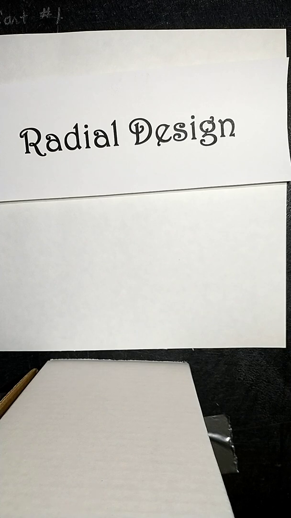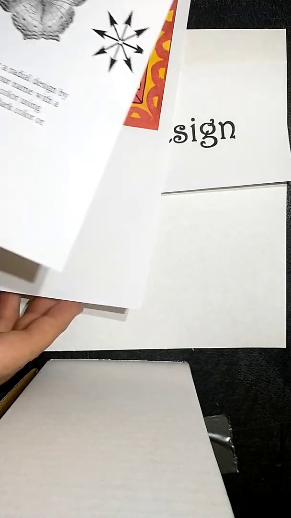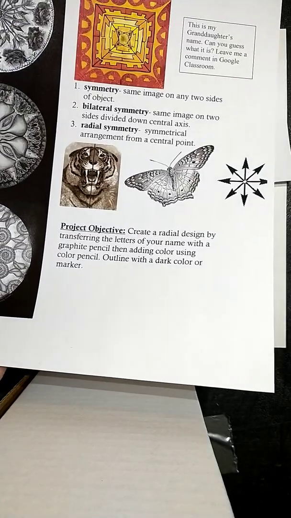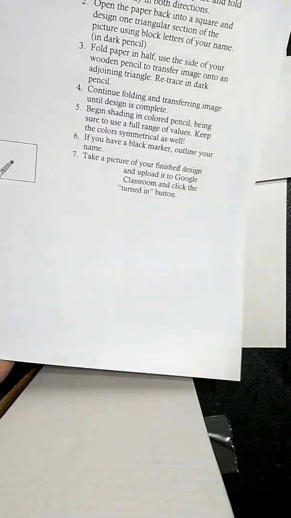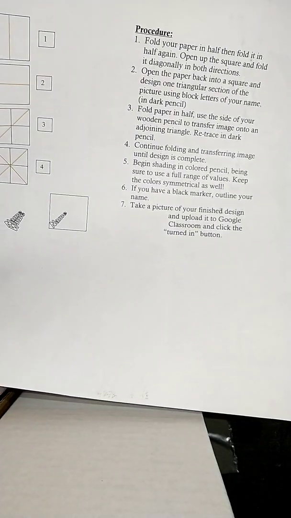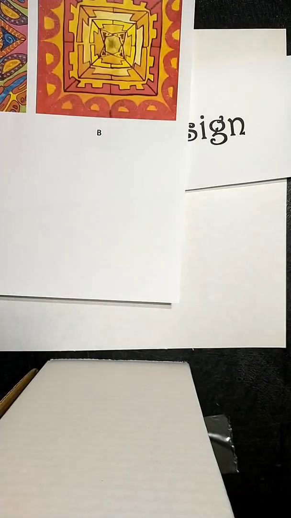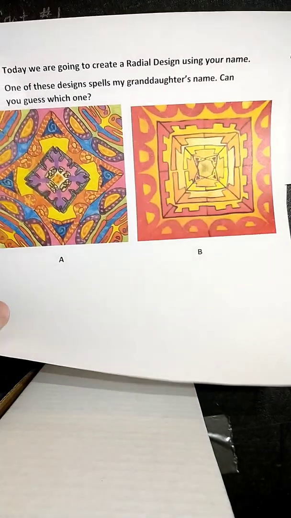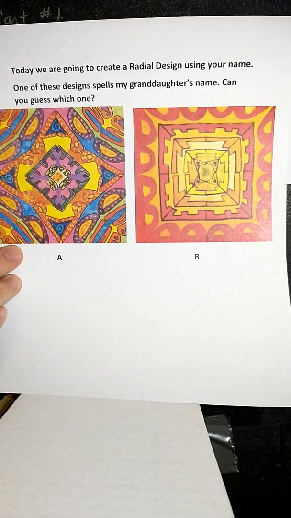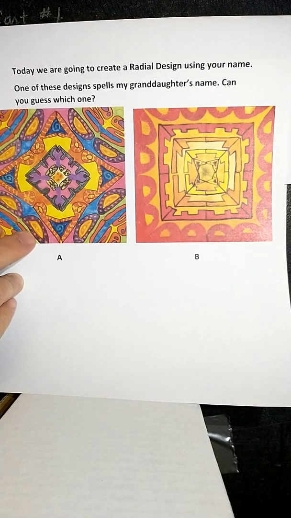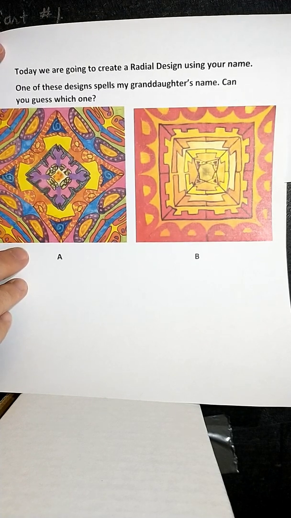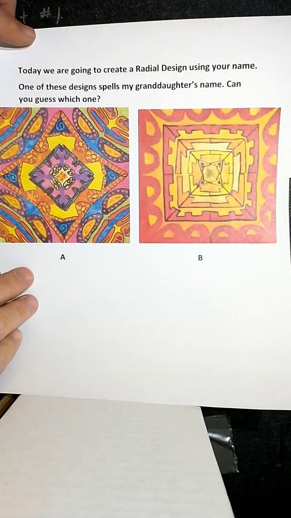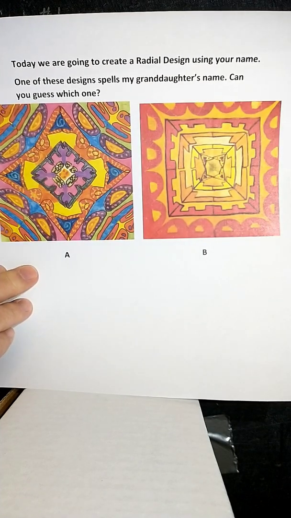So you're going to be getting some directions, and they look a little bit like this. We'll go through this together. These are the step-by-step directions on this side of the paper, and it tells you the procedure. We're going to be creating a radial design using your name, and one of these designs on this page spells my granddaughter's name. So look at it for a minute and see if you can tell me which one is her name. Can you read the name?